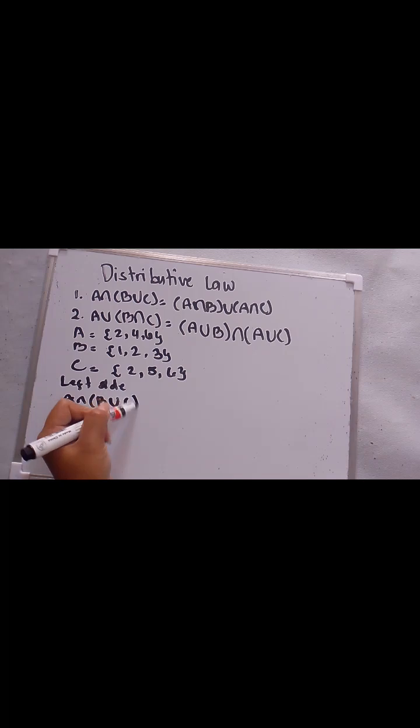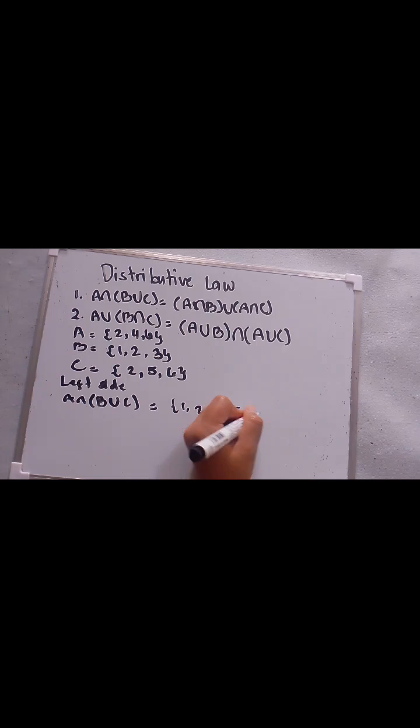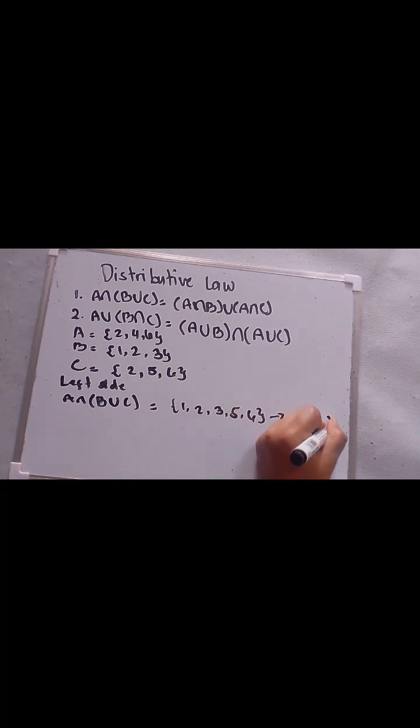In the left side, A intersection of B union C. B union C, combining B and C, is the set of 1, 2, 3, 5, and 6. So the A intersection, the elements that are also in A, is 2 and 6. So the left side is the set of 2 and 6.